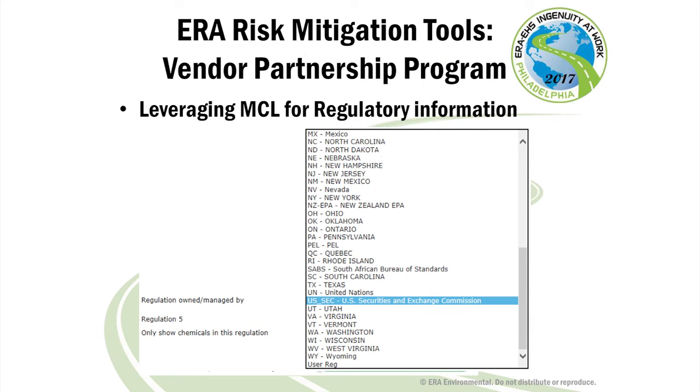Once this information is in your database, you can use that chemical information and leverage the master chemical list for that regulatory information. So you can create reports that track multiple regulations. One example that we have here at the bottom is the US SEC conflict minerals. The system can notify you whether or not you have these chemicals within your database, and then you can take the proper steps to determine the source of these minerals.